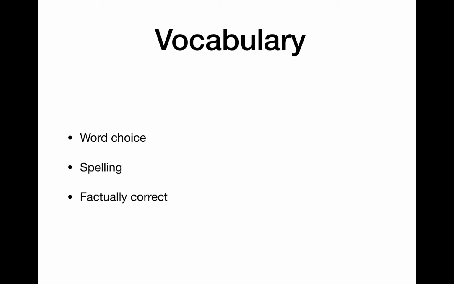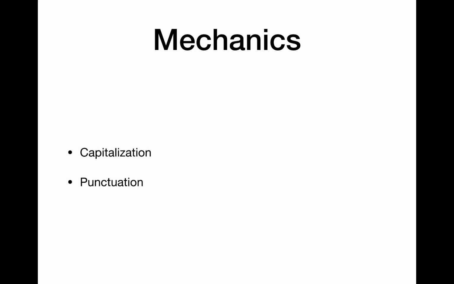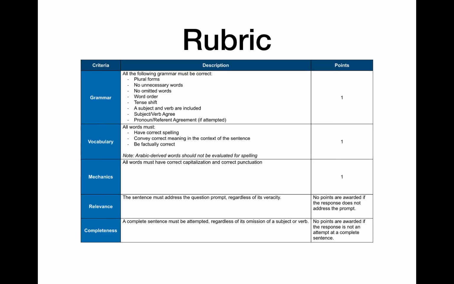When we're looking at their vocabulary, specifically, we'll be looking at word choice, the spelling of the words, and whether or not the things that they say are factually correct. When looking at grammar, we'll be looking at things like word order, subject-verb agreement, pronoun reference, tense, and if there are any missing or extra words. And for mechanics, we'll be looking at capitalization and punctuation. So let's take a look at the rubric.